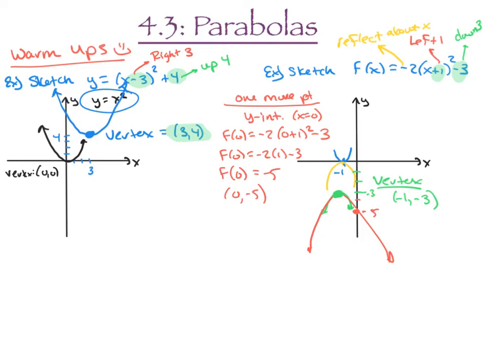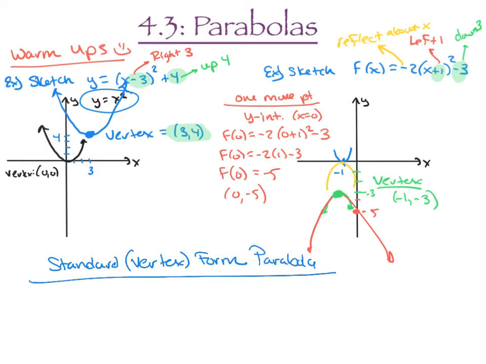So what we have figured out is this. We have a standard, or something that I call a vertex form for a parabola. And that looks like this. y equals a times the quantity x minus h squared plus k.